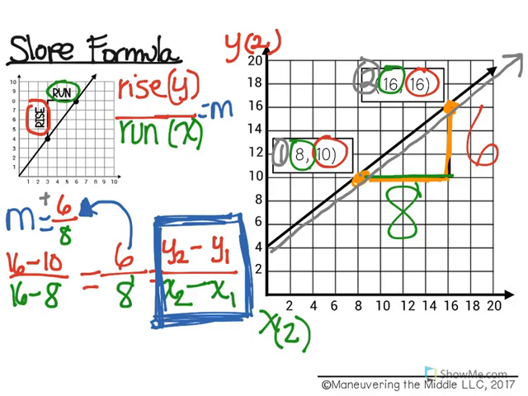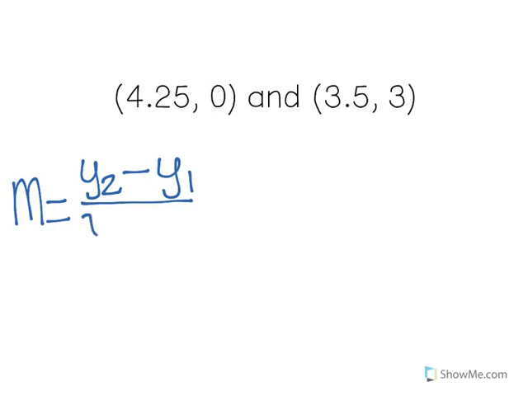So let's do some practice. Okay, so here's an example. I'm given 2 points, only the points, and I know my formula for slope is my second y minus my first y, divided by my second x minus my first x.